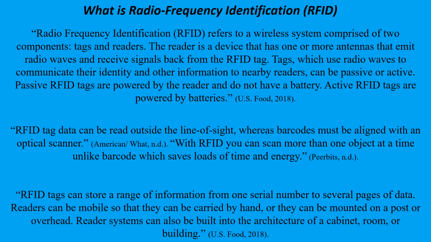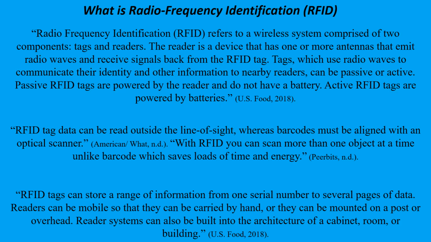The reader is a device that has one or more antennas that emit radio waves and receive signals back from the RFID tag. Tags, which use radio waves to communicate their identity and other information to nearby readers, can be passive or active. Passive RFID tags are powered by the reader and do not have a battery. Active RFID tags are powered by batteries.